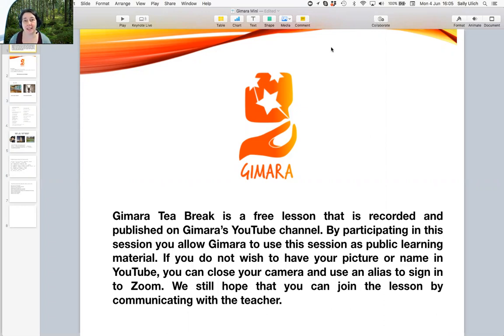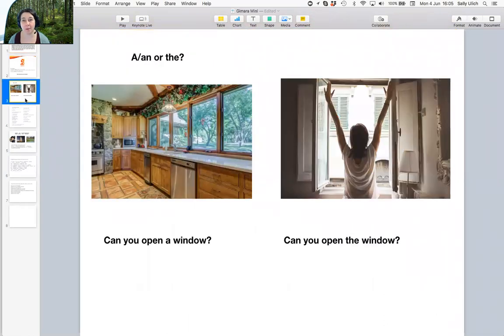Today, I'm talking about articles. I'm going to try to help you solve the problem of when to use a or an, or when to use the.